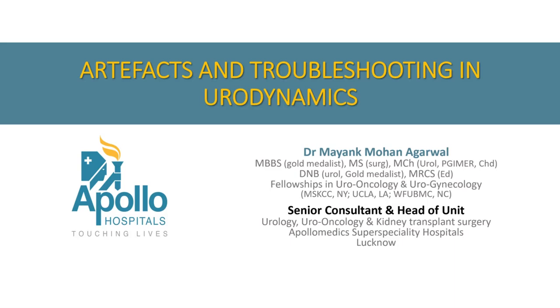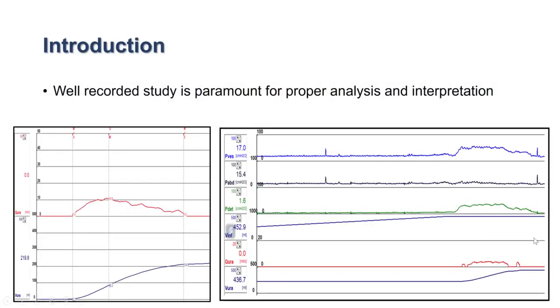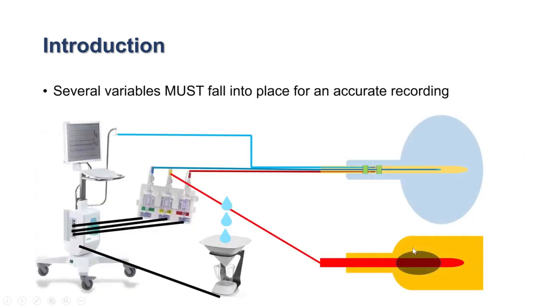Today I will be discussing artifacts and troubleshooting in urodynamics. A well-recorded study is paramount for proper analysis and interpretation, as exemplified by a uroflowmetry on the left side and a urodynamics which is visibly well calibrated in terms of P ves and P abd, with proper zeroing and well-recorded P det and flow.